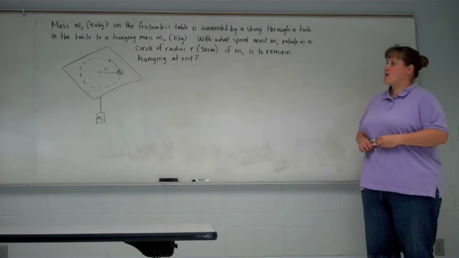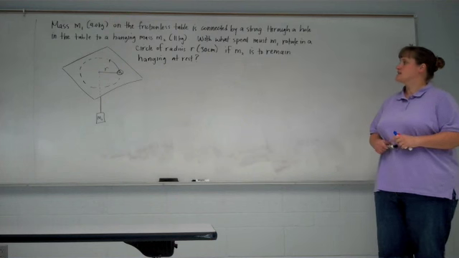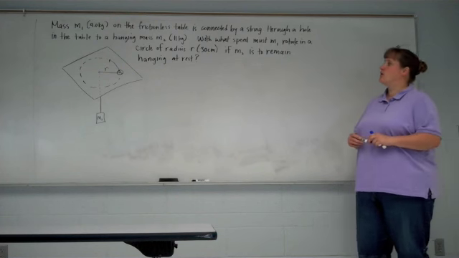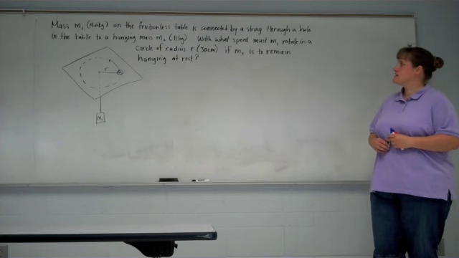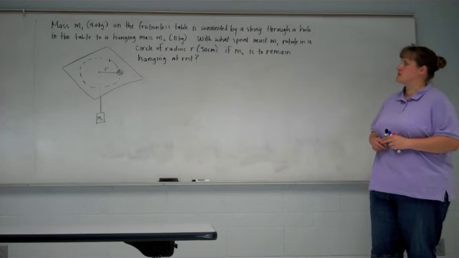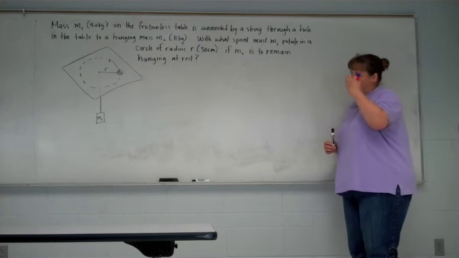So we have our mass M1 on a table, our frictionless table. It's connected by a string through a hole in the table to a hanging mass M2. With what speed must M1 rotate in a circle of radius r if M2 is to remain hanging at rest?